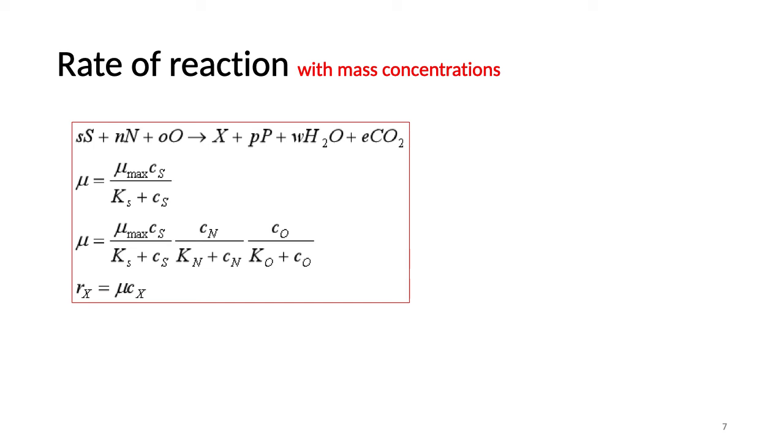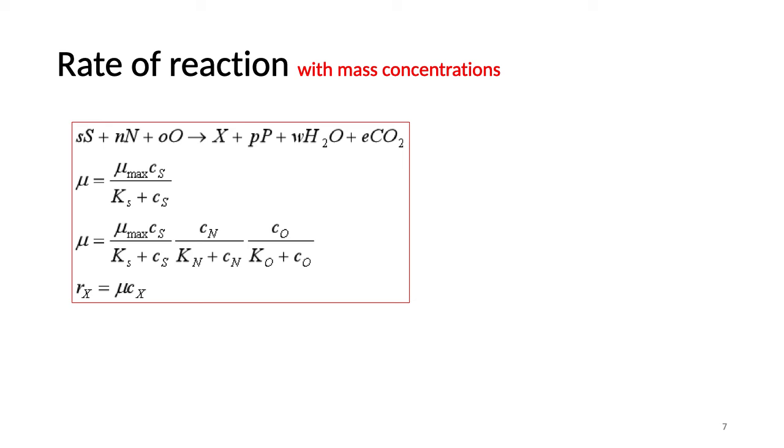Mu is the specific growth rate of cells which has the units of number of cells per time. This equation is called Monod equation and Ks is Monod constant for substrate. When there are more than one substrate, the growth rate depends on each of them. Mu max is the maximum specific growth rate of cells. Cs, Cn and Co are substrate concentrations. Usually the substrate concentration is given by kilogram COD per cubic meter.